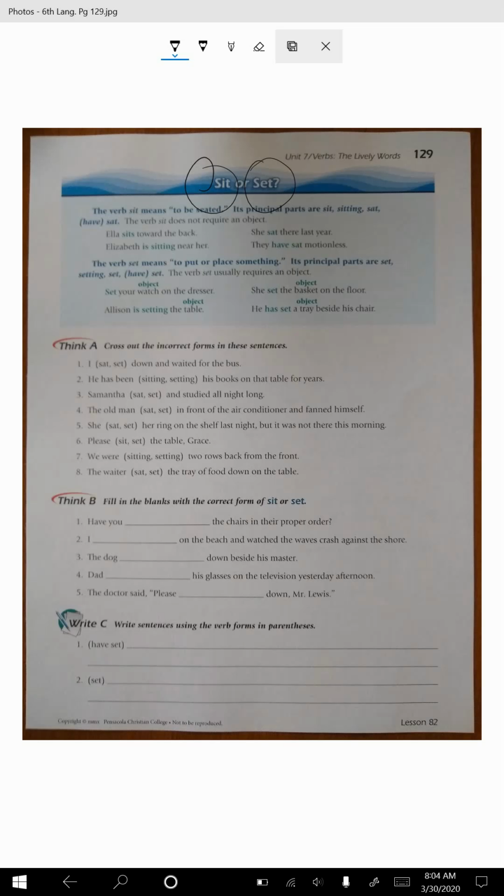So it says here, the verb sit means to be seated. It's to recline. Its principal parts are sit, sat, and have sat. Remember I said today I sit. I am sitting. That's called present participle. Whenever you hear participle, that tells you the verb. With present participle you use an am, and it always ends in ing. So today I sit, that's just called present. Today I am sitting is present participle.